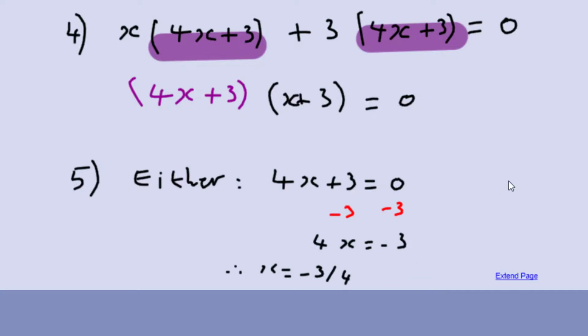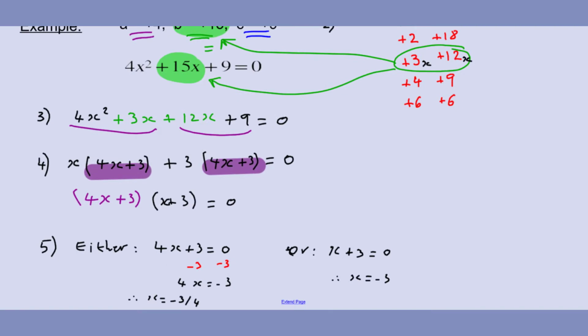Now the other possibility is having the second factor equal to 0. So the second factor in our case is x plus 3 equals 0. Again, a simple linear equation. We do the opposite, minus 3 on both sides to keep the balance, and that gives us the second root and second solution, x equals minus 3. And we found both solutions for this quadratic equation.